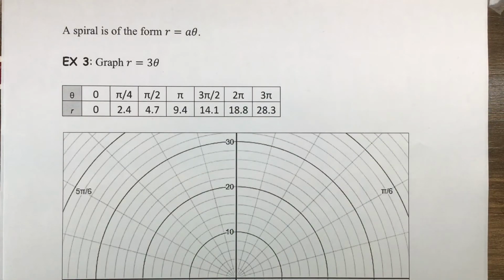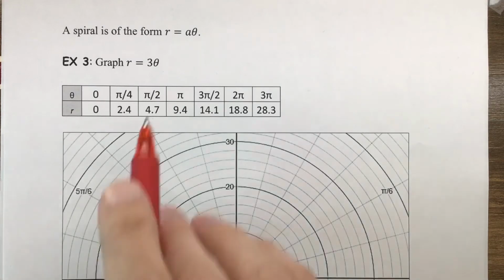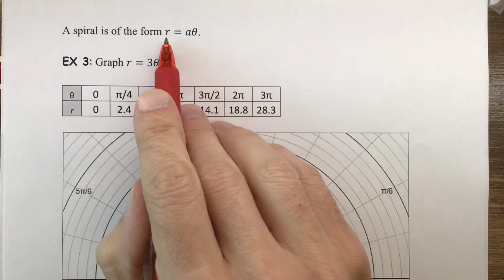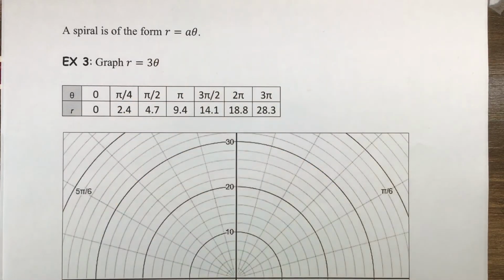All right, I got one more type of graph that I'd like to look at here, which is a spiral. The equation for a spiral is pretty simple. It is simply r equals a times theta. So this equation does not involve sine or cosine in there. It does not have the trig functions in there. It's just simply a value multiplied by theta.